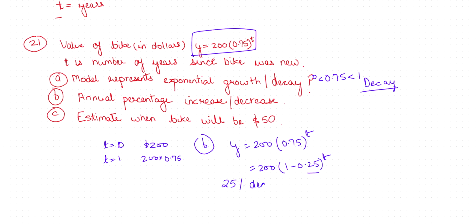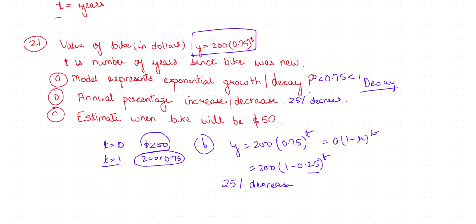We can see it another way also. When it was first purchased, it was 200. And after 1 year, it is 0.75 into 200, which means now the price is 75% of what it was. It means there is a 25% decrease each year. So in the formula, we'll use the decay form, and we will get that R is this.